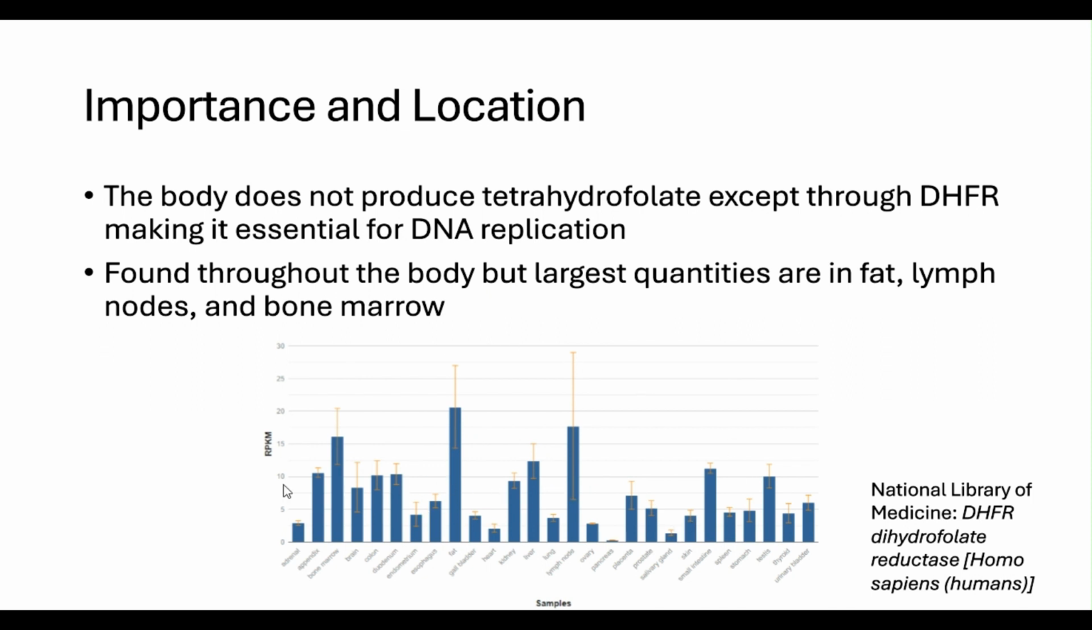According to this chart from the National Library of Medicine, this is basically an RNA sample of where DHFR can be found in cells. The top three primary places where it was found are fat, lymph nodes, and bone marrow. But it's pretty evenly distributed other than that, other than maybe the pancreas and the heart. And it's very common throughout the body.